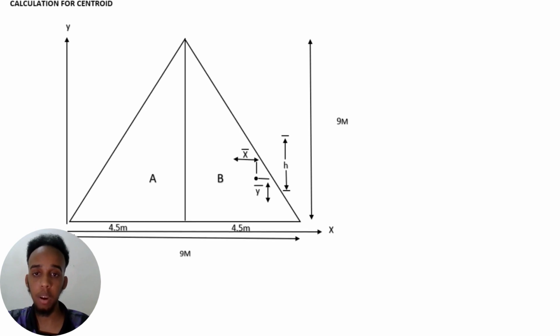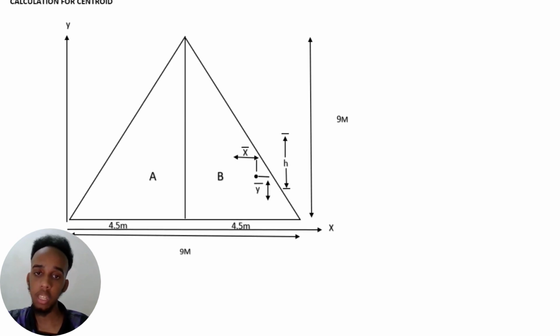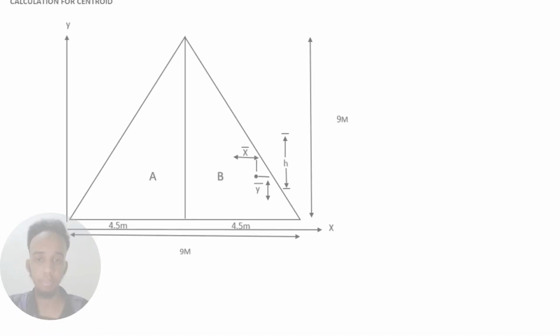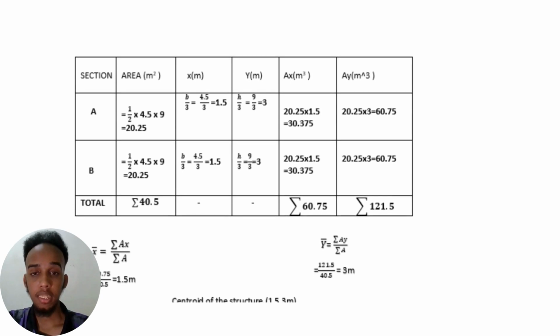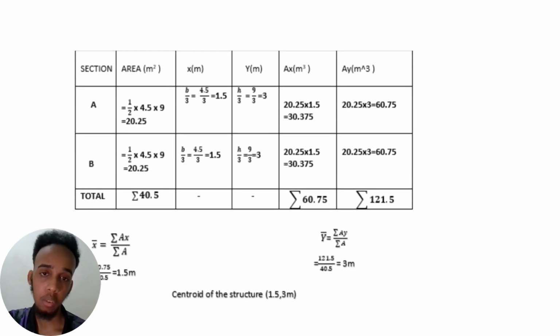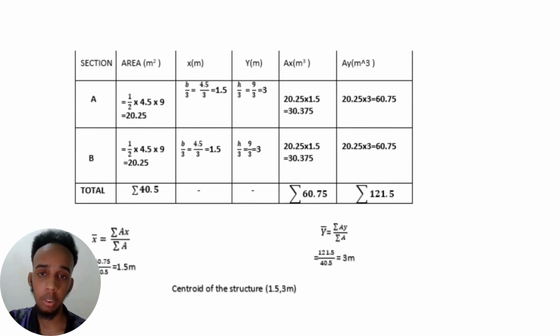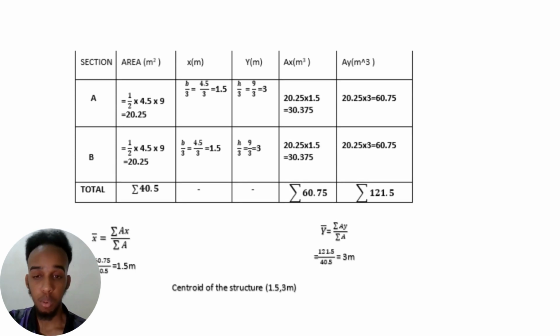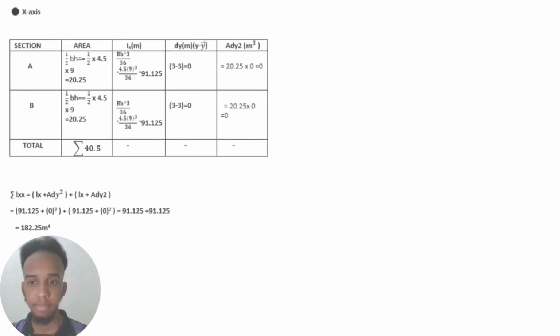We're going to start the calculation for the centroid. We divided the structure into two parts, A and B, and we estimated the height at 9 meter, and the base is also 9 meter. This is the calculation for the centroid area of the structure. We calculated the area, x and y. So the result for x is 1.5 meter, and the result for y is 3 meter.